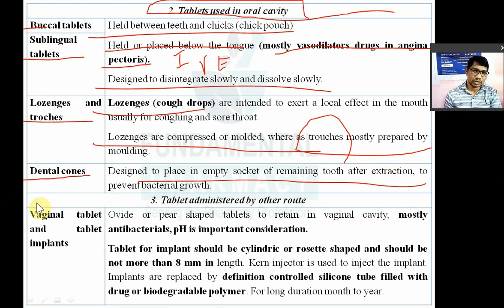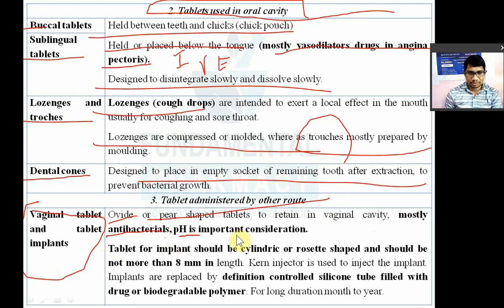Other route tablets are inserted in the body cavities, like vaginal tablets and tablet implants. Rectal tablet is also there. Rectal tablets are sometimes classified under the suppository chapter. Vaginal tablets are ovoid or pear shaped tablets. They are used to retain in the vaginal cavity. Mostly they have antibacterial drugs, antifungal drugs.